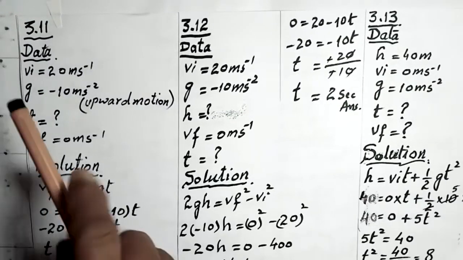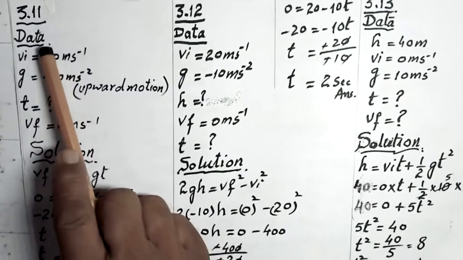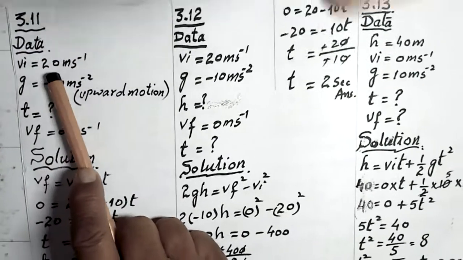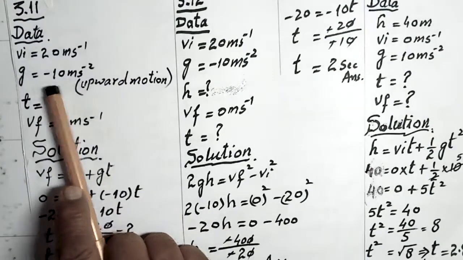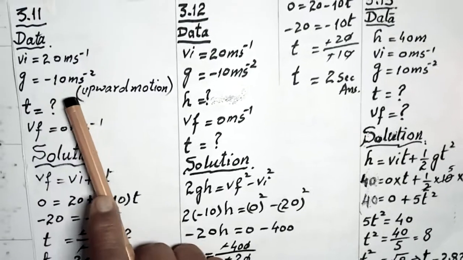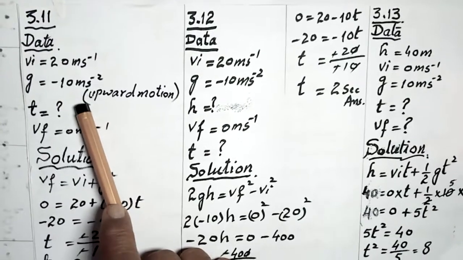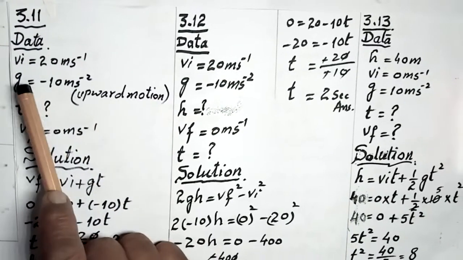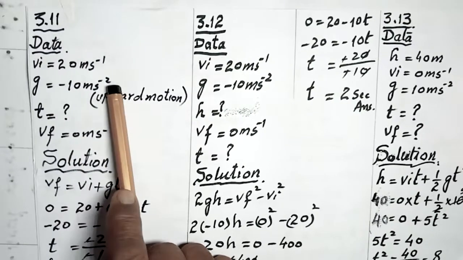Okay, dear student, numerical number 3.11. Data Vi is equal to 20 meter per second, G is equal to minus 10 meter per second square. It is negative because there is upward motion. If there is upward motion, vertical upward motion, then our gravitational acceleration will be minus 10 meter per second square.